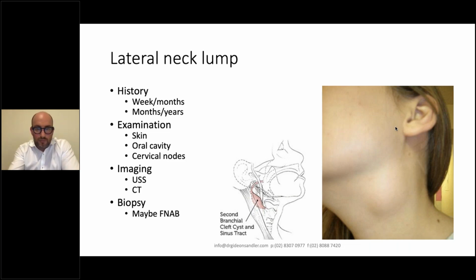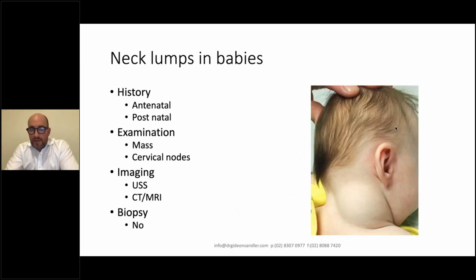In babies, sometimes neck lumps are noted on antenatal scans, and sometimes they appear postnatally. This is a child on the right of screen who presented with a posterior occipital neck mass. There's no evidence of inflammation. It was painless, and it was very soft and fluctuant on palpation, and on transillumination, it lit up brilliantly.